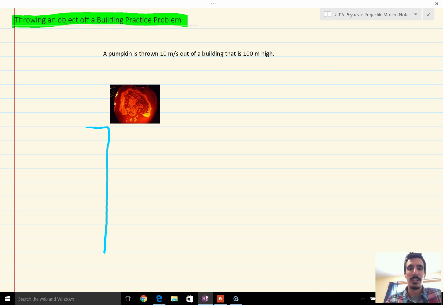We've got our Albert Einstein pumpkin. He's thrown out the window horizontally at 10 meters per second. So we'll call this Vx is 10 meters per second. And eventually he's going to follow this path and hit the ground.